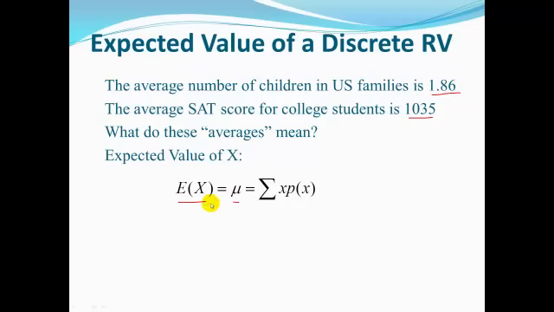The average mu, or the expected value of x, you take the sum of the x's times the probabilities. Now, on that preceding page, we had a probability distribution. We had x's, we had probabilities. We're just going to do some multiplying.